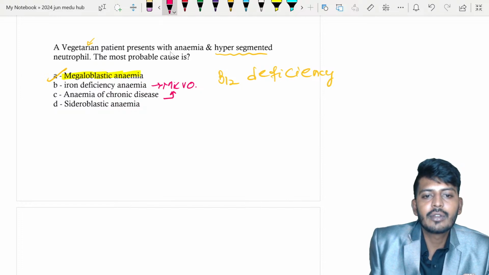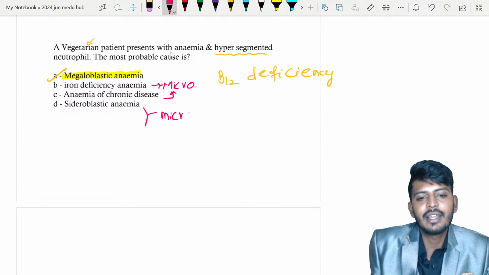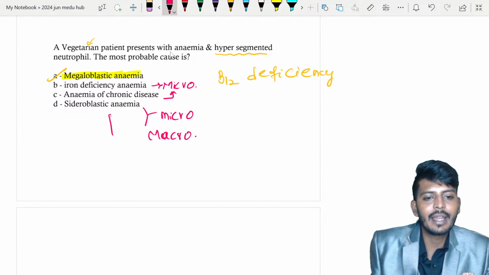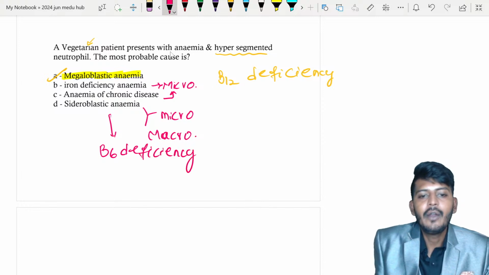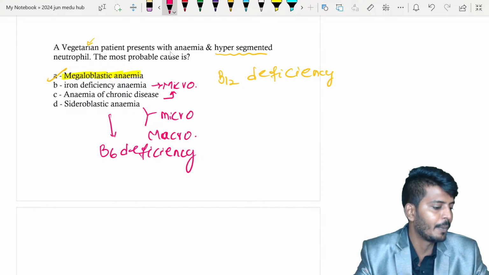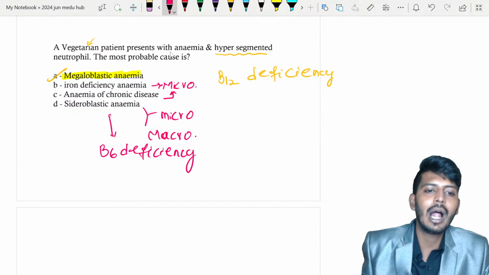Anemia of chronic disease is also a type of microcytic anemia. Sideroblastic anemia can present as both. What is that? Microcytes bhi aa sakte hain isme and macrocytes bhi aa sakte hain. And sideroblastic anemia is usually seen with vitamin B6 deficiency. Sideroblastic anemia can be seen with B6 deficiency. It can be both micro and macro.